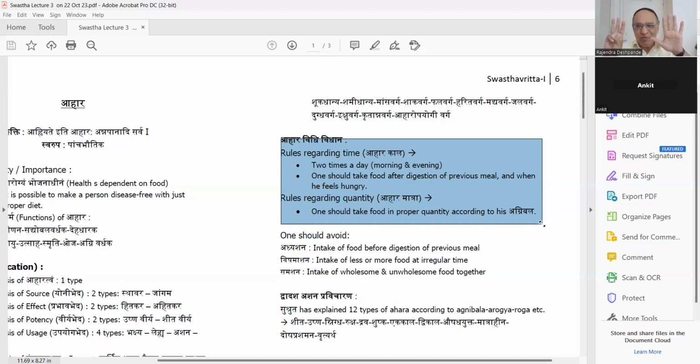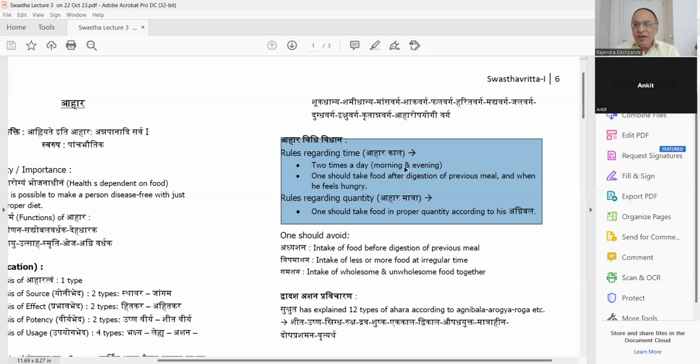Sir, slow. Yes, I will repeat. Please write down: Prakriti, Karana, Sanyog, Rashi, Desh, Kal, Upayoga Samstha, and Upayokta. In those 8, underline Upayoga Samstha; that is Ahar Vidhi Vidhan, the rules of eating food. Please write down: Ahar Vidhi Vidhan, rules of eating food.